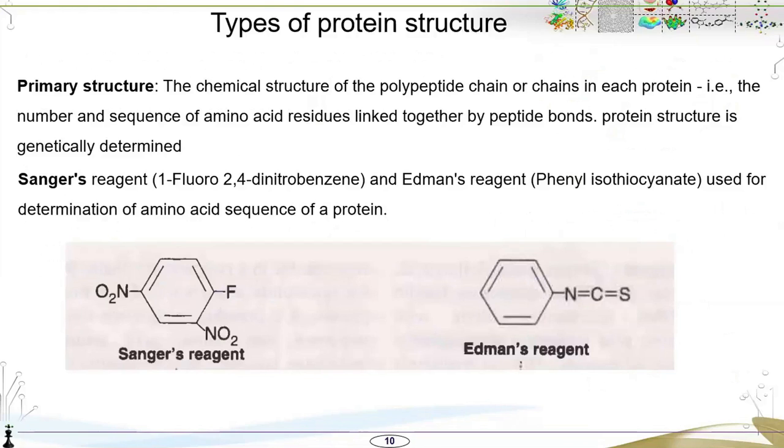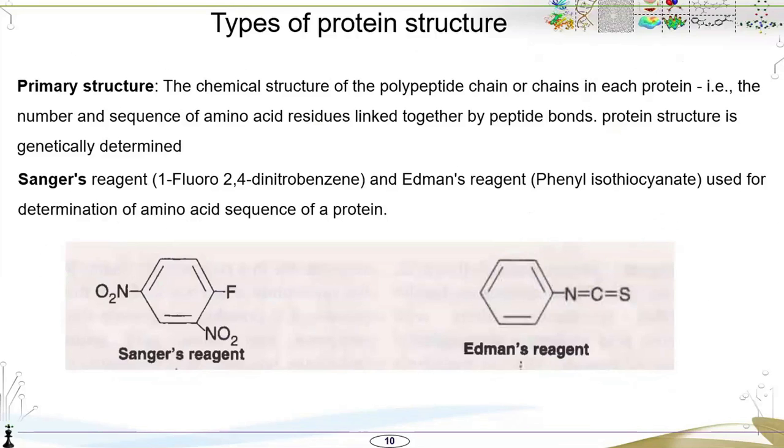Now we are going to talk about the types of protein structure. There are 4 major types: the primary structure, secondary structure, tertiary structure, and quaternary structure. Let's talk about the primary structure of the protein, the chemical structure of the polypeptide chain. I think you know what a polypeptide is, right? Don't be confused. If you are still confused, ask me and I can explain one more time.